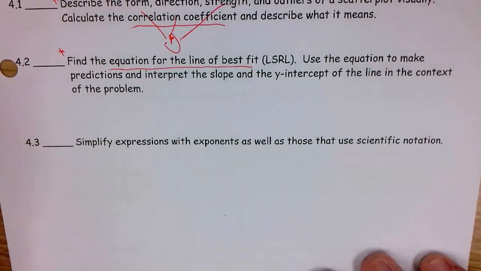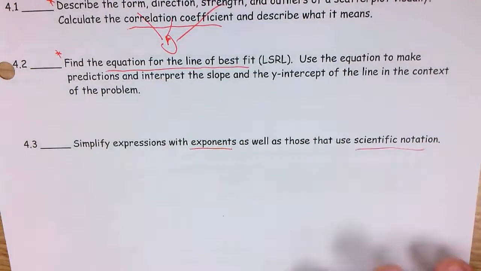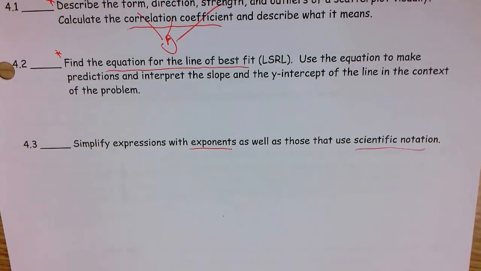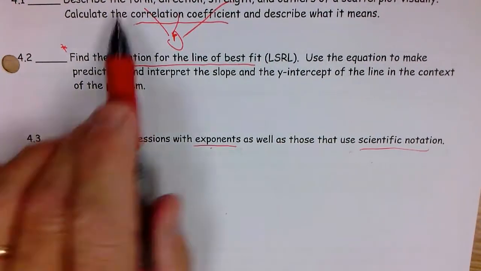And then last, we want to be able to simplify expressions with exponents and scientific notation. And we're going to continue to practice that. But you can see a lot of this you, at this point, probably already know how to do somewhat. So those are the three things, right? Exponents, scientific notation, and then all this stuff with your calculator. So let's look at yesterday's assignment.